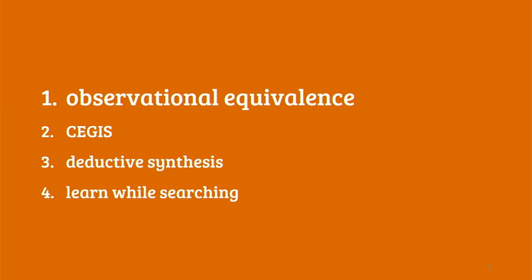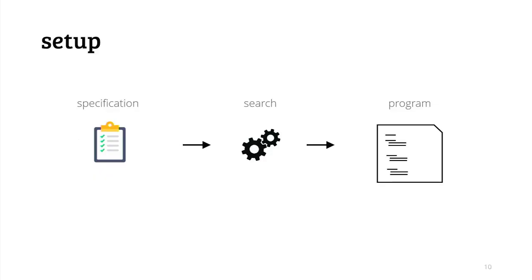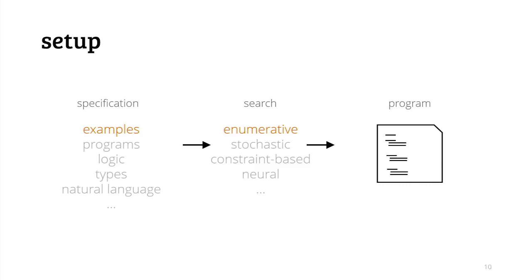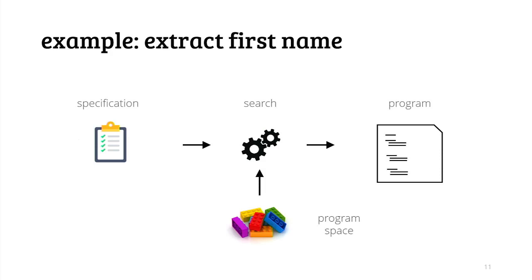Okay, so let's just start with the first one. What is this about? For each one of these, I will tell you in which particular setup out of all of these combinations of specification and search strategy this applies to, right? And this particular one, our first one, applies to the following setting. If your specification is given in terms of input-output examples, and your search strategy is this exhaustive or enumerative search, right?